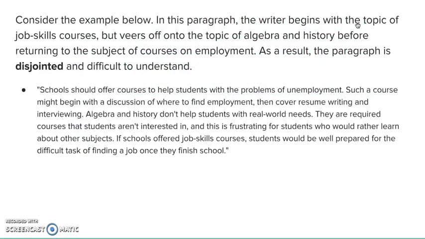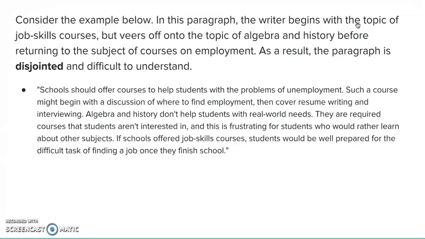Consider the example below. In this paragraph, the writer begins with the topic of job skills courses, but veers off onto the topic of algebra and history before returning to the subject of courses on employment. As a result, the paragraph is disjointed and difficult to understand.